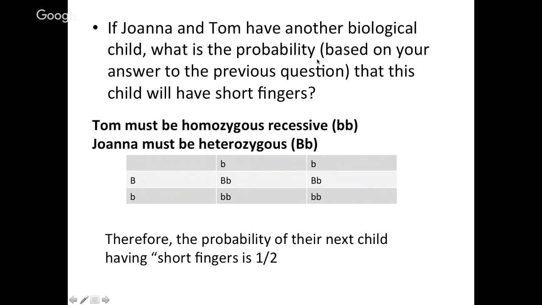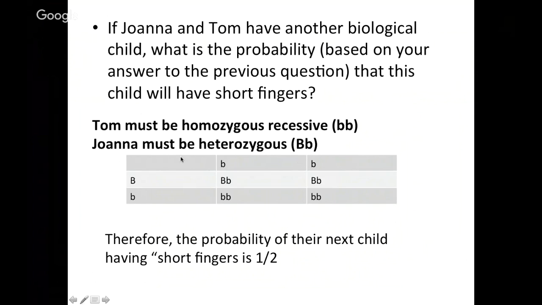If Joanna and Tom were to have another biological child, the probability, based on the fact that it is autosomal dominant, that their child will have short fingers can be calculated by finding Tom and Joanna's genotypes. Since it's a dominant trait, Tom must be homozygous recessive because he has normal fingers. But because Joanna and Tom both had children who had normal fingers and short fingers, Joanna would have to be heterozygous, because if she had a homozygous dominant genotype, all of their children would have short fingers.